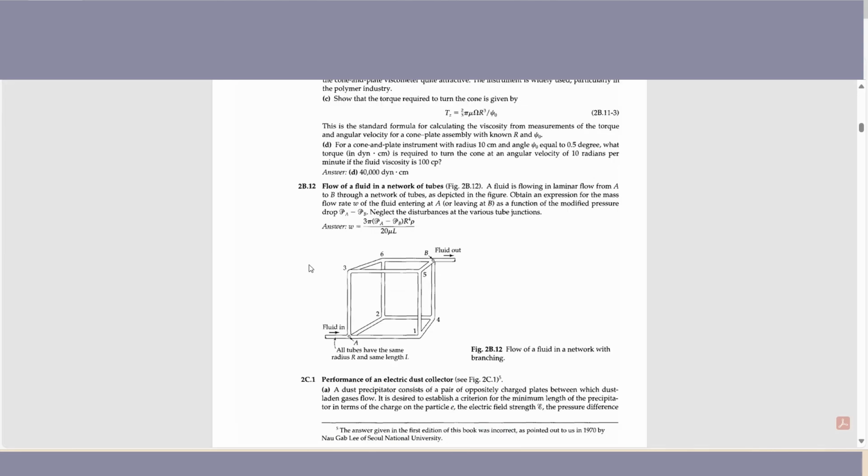All right, this is going to be a review of problem 2B12, fluid flow in a network of tubes. So we know the pressure at A and the pressure at B, so we need to find the flow through this network based on those pressures. And as you can see, it's a modified pressure function, so we're going to be working with modified pressure equations. So let's get into it.